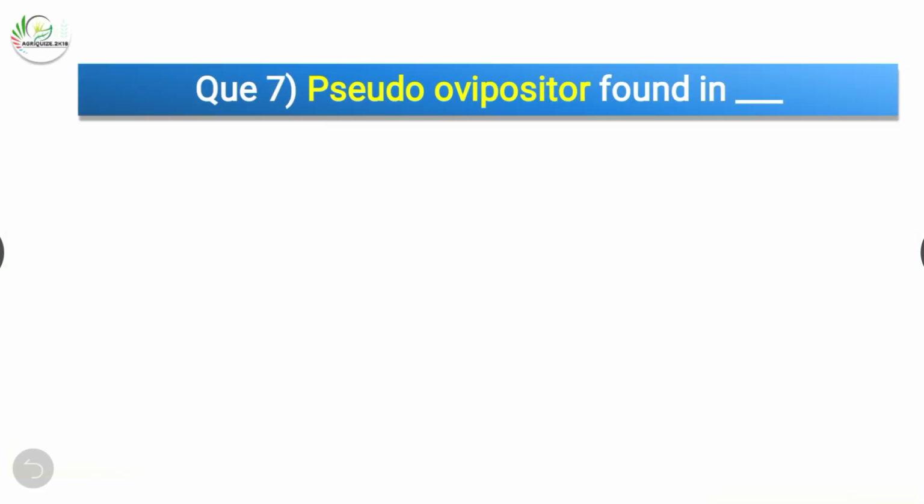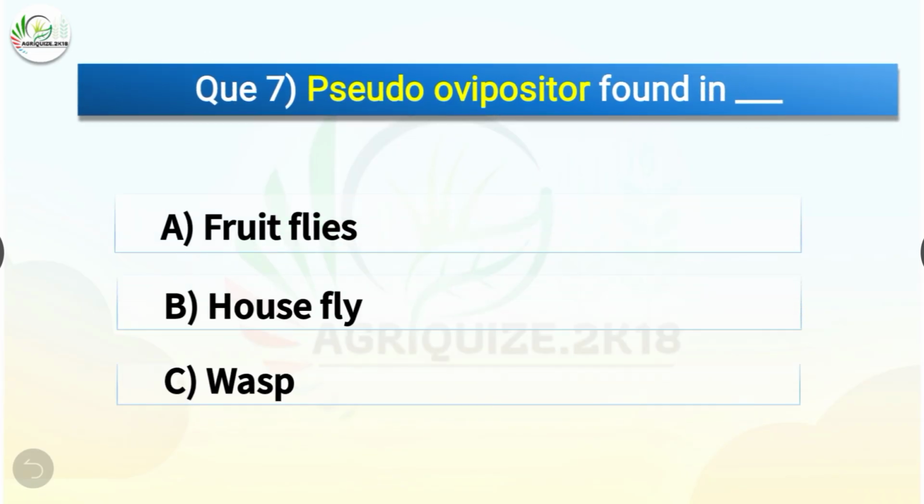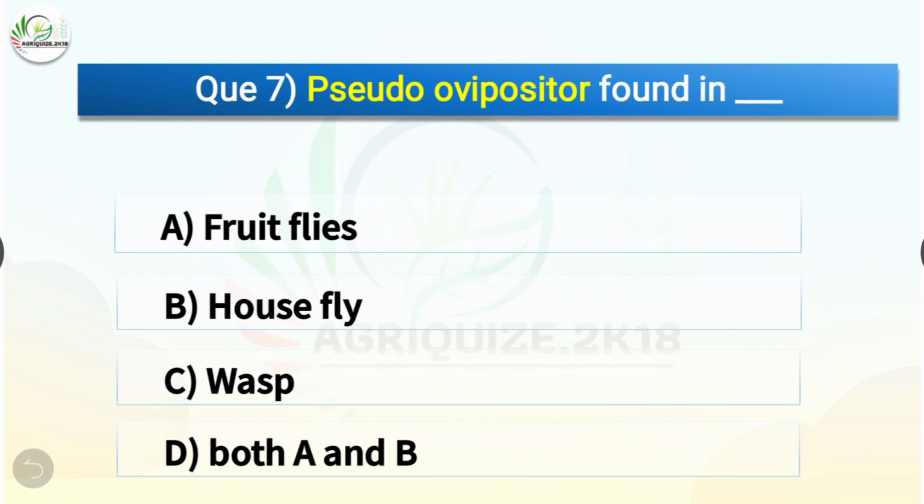Question number 7. Pseudo-ovipositor found in dash. The options are fruit flies, housefly, wasp, or both A and B. The correct answer is option D, both A and B, which includes fruit flies and housefly. So pseudo-ovipositor is found in both fruit flies and housefly. An organism is called as pseudo-ovipositor when they do not have a functional ovipositor to lay eggs. Rather, their eggs are directly deposited on the body of the host cells. So example of such organism that does not require ovipositor is houseflies and fruit flies.